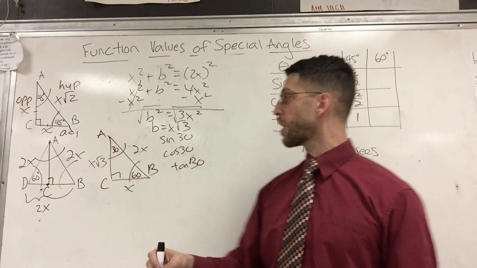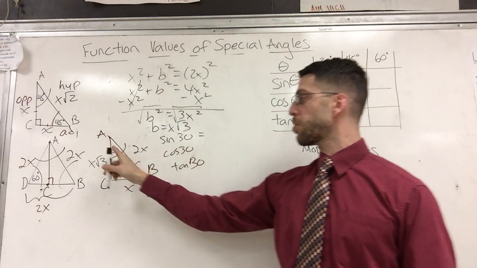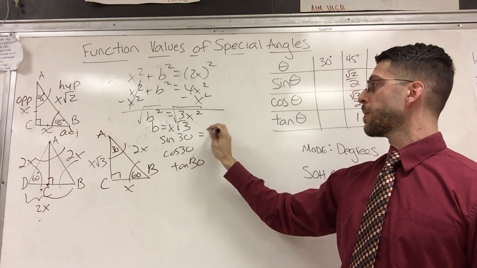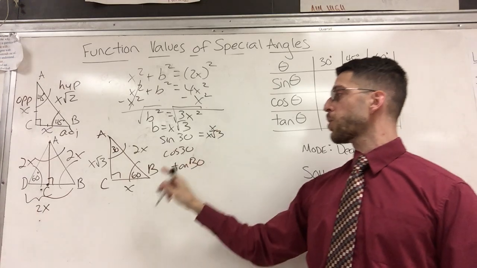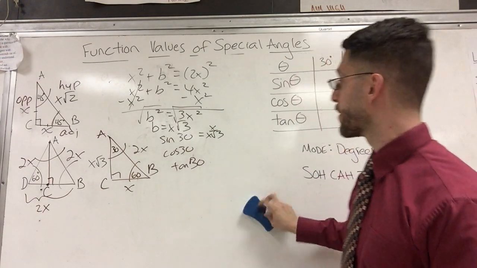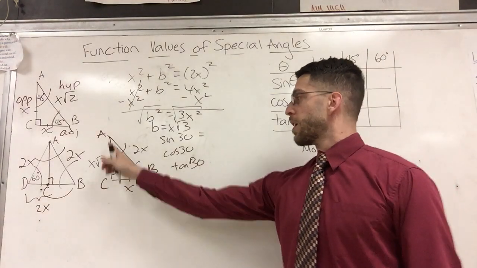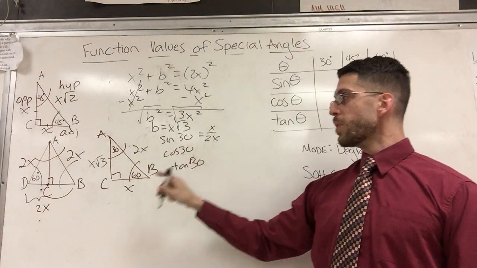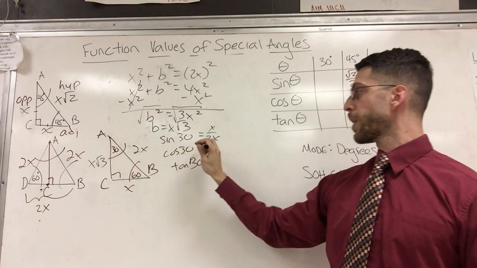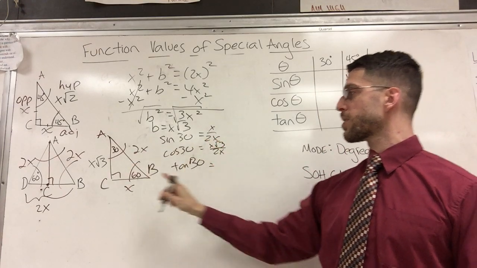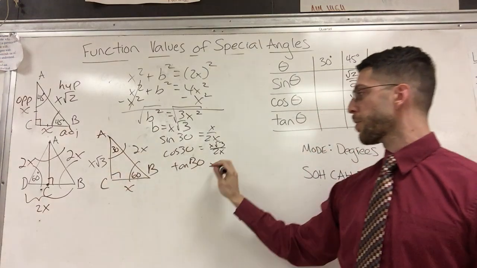What are you going to get? Sine 30 is going to be x over x radical 3. Cosine 30 is going to be x radical 3. Oh, that was wrong. Ooh, good catch. Sine 30 is going to be x over 2x. Cosine is going to be x radical 3 over 2x. And tangent is going to be x over x radical 3.